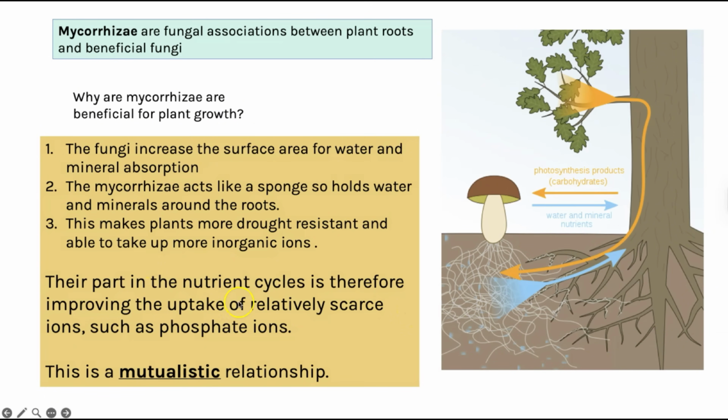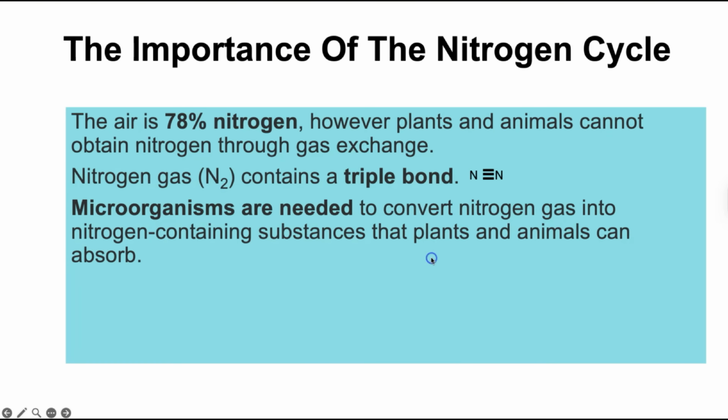So this is vital in the nutrient cycles because if there is a soil which is quite low in either nitrate ions or phosphate ions, having mycorrhizae present will increase the ability to absorb that for the plant. And this is a mutualistic relationship because the plant also provides a benefit to the fungus, because plants photosynthesize and can share some of those carbohydrates with the fungus.